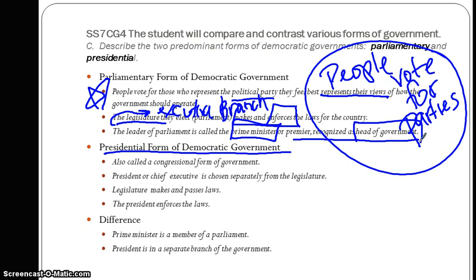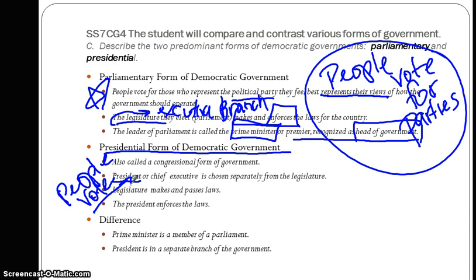Okay, presidential form of a democratic government, much easier because this is what you already know. It's also called a congressional form of government. The president or chief executive is chosen separately from the legislature. We as a people vote for the president. We get to vote for the president. In a parliamentary system, we only get to vote for the parties in the legislature.